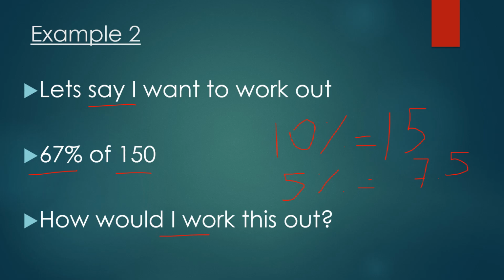We also want to work out 1%. So 1% will be 10% divided by 10. So that'll be 15 divided by 10, or 150 divided by 100. That'll be 1.5. And then we want 60%, which is 6 lots of 10%, or 12 lots of 5%. Okay, either way, when I do that, guys, I'm going to get 90. Okay, 15 times 6 is going to be 90.